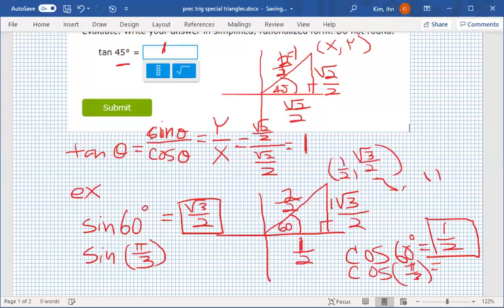So please go to the IXL now and work on the problems. You have plenty of time to do it.